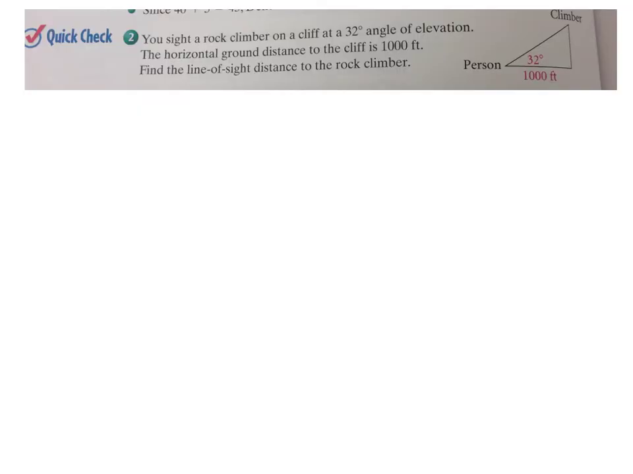Quick check number 2 asks us to find how far it is from you to a climber on a distant cliff. And so they're asking for the line of sight distance. So you need to make sure you understand you're looking for x in this figure. So please pause the video while you try to figure this out.